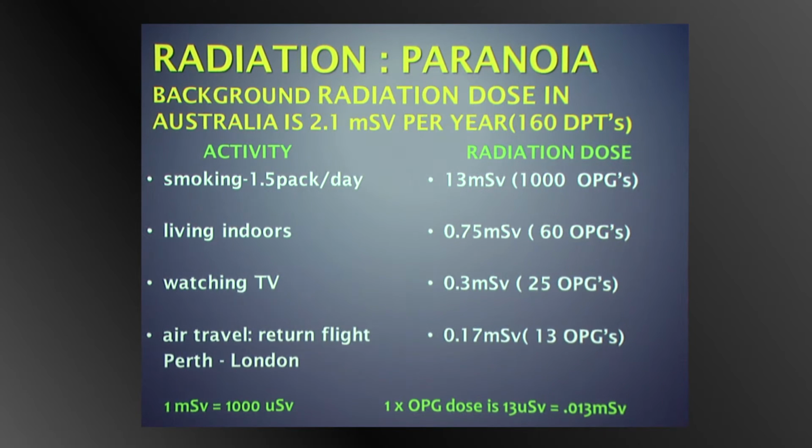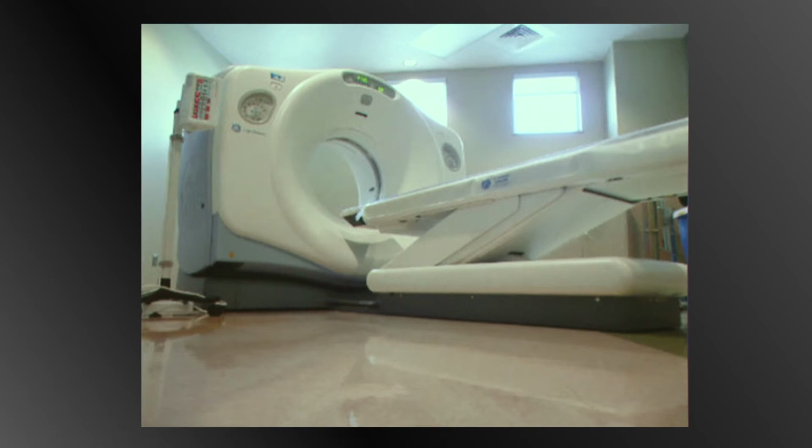Just a little bit about radiation. Background dose in Australia is 2.1 millisieverts per year, but that's equivalent to 160 OPGs. If you smoke, 13 millisieverts per year, 1,000 OPGs. Living indoors, just being inside property, 0.75 millisievert. Watching TV, a little bit. Air travel, 13 OPGs. So 1 millisievert, 1,000 microsievert, 1 OPG dose, approximately 13 microsieverts. So we're going to use this in comparison to what we're talking about now.